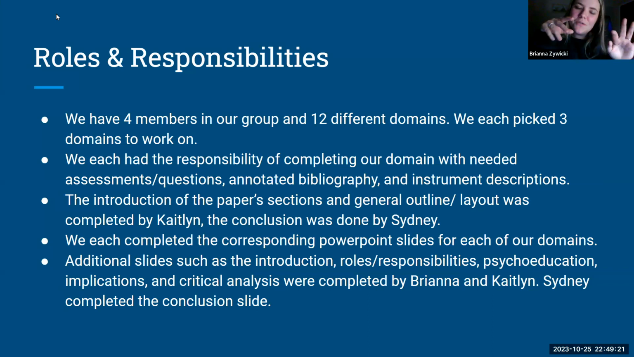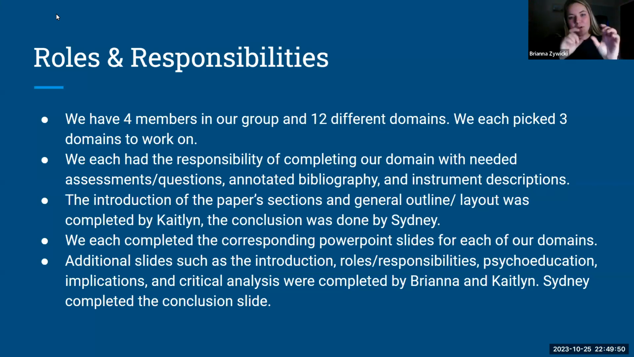Okay, and then the last two slides of our PowerPoint are going to be going over us as a group. So our roles and responsibilities. In our group, we have 4 members. We each picked 3 domains that we wanted to work with so that we would cover all 12. We each had the responsibility of completing our domains with the needed assessments and questions, with the annotated bibliography, and with the instrument description, as well as anything else that we thought we needed to complete the domain with.